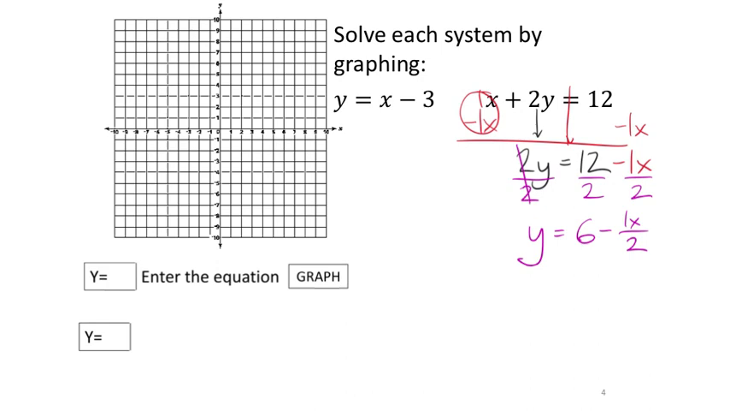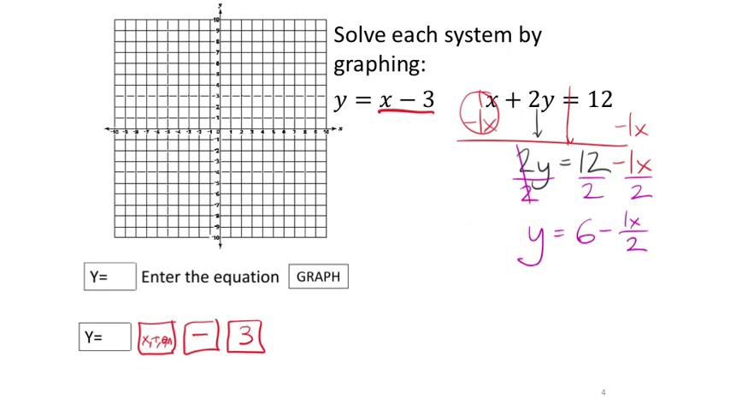So I'm in Y1, and I'm going to make it equal x minus 3. To do that, I've got to push the x button first, which looks kind of like an X, T, theta, n. That's my x button. Then I've got to push the minus button, not the negative button. This is the minus button on the right. I believe those are in gray on our calculators. Then I have the 3.